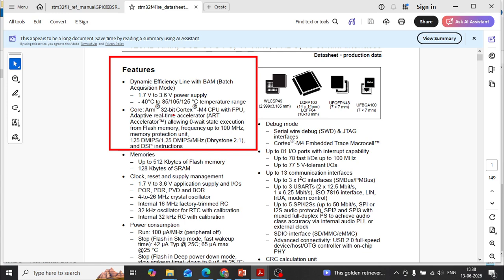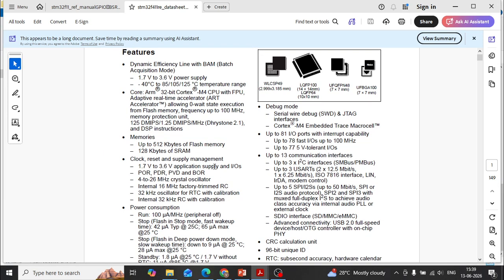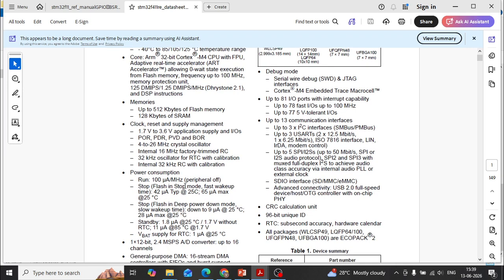You can see what they're telling: operating voltage 1.7 to 3.6, minus 40 degree to 125 degree temperature range, which is going to operate in an ARM Cortex 32-bit microprocessor, operating speed up to 100 megahertz, and operating execution instruction 125 DMIPS. So like that, all the physical and electrical parameters are going to be explained in the datasheet. So again, if you see here, in detail they have explained here.